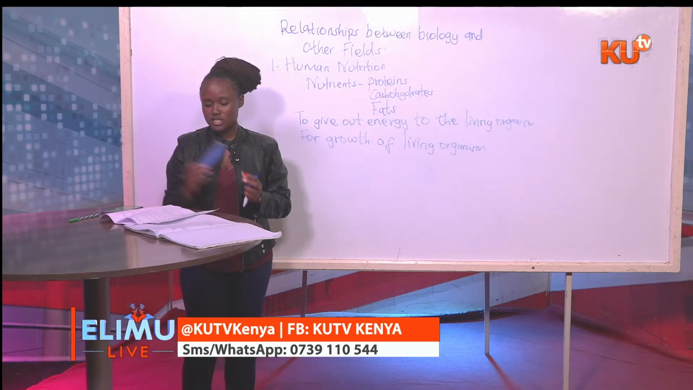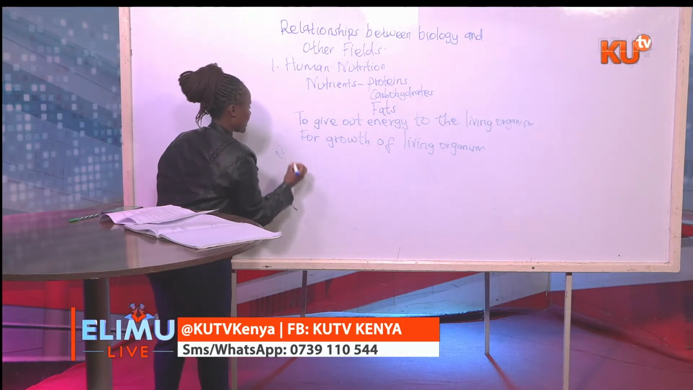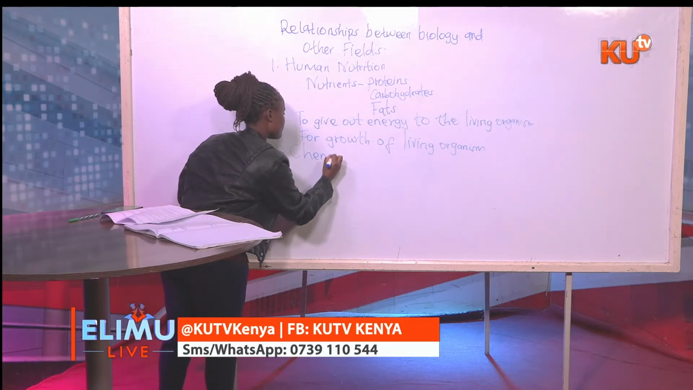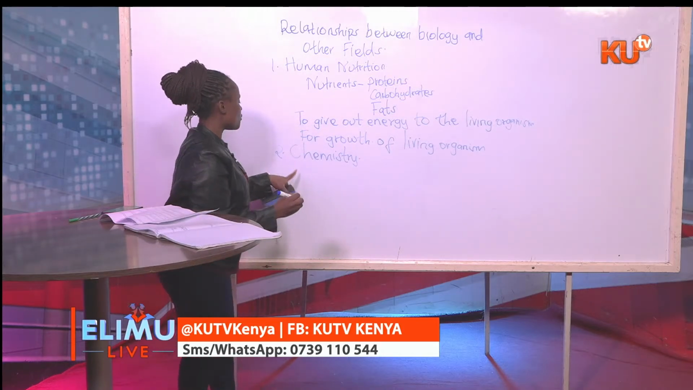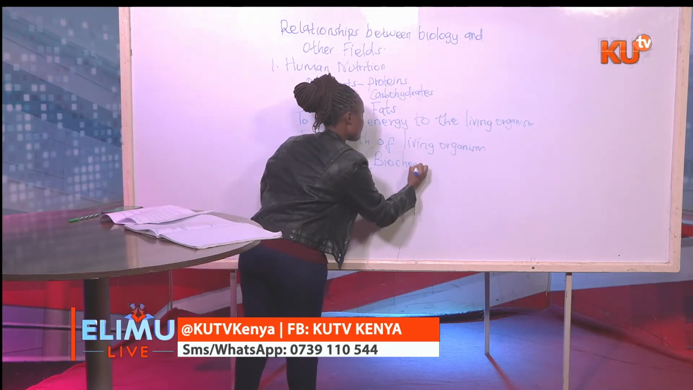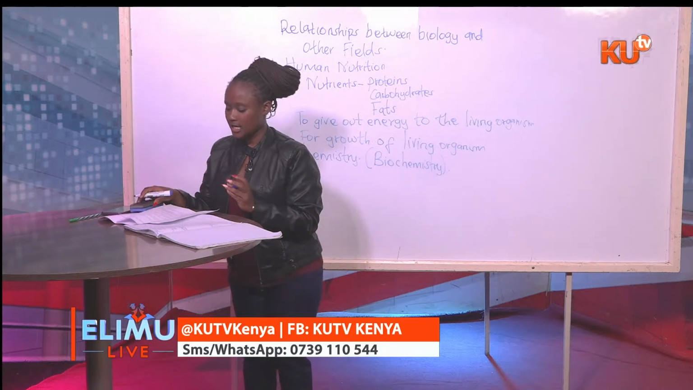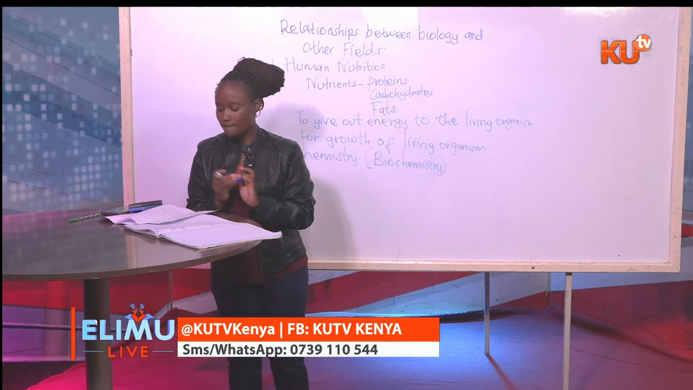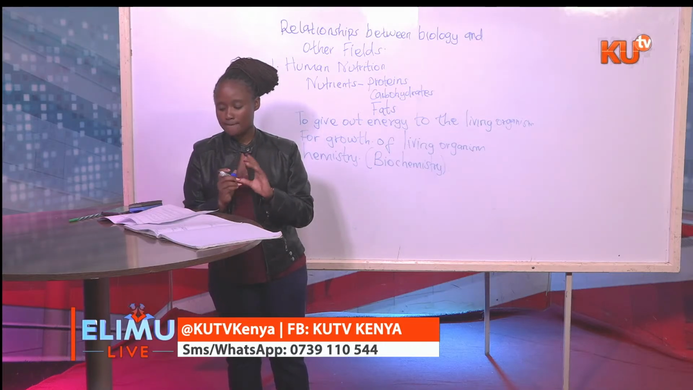Now let's talk about another field. We have chemistry. How is biology related to chemistry? It gives us biochemistry. This helps explain how food breaks down into chemical components. The enzymes are proteins that break down food into simpler molecules that can be absorbed by the body.